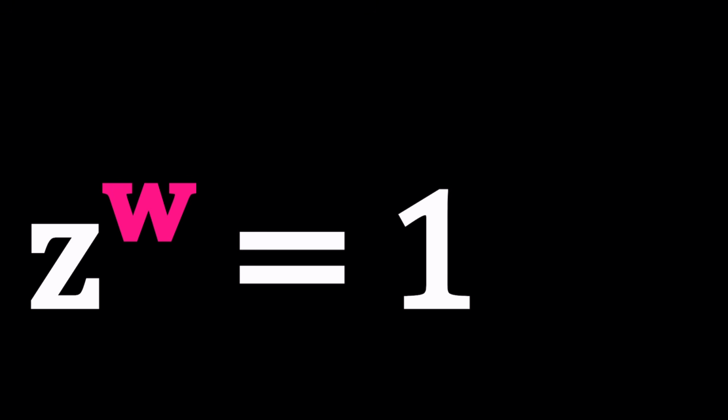Anyway, so we have a really complex equation. We have two unknowns, z and w. Z and w are complex numbers, by the way. And we have z to the w equals 1. So which complex numbers satisfy this equation? And can we find all the solutions? Or are there any solutions?